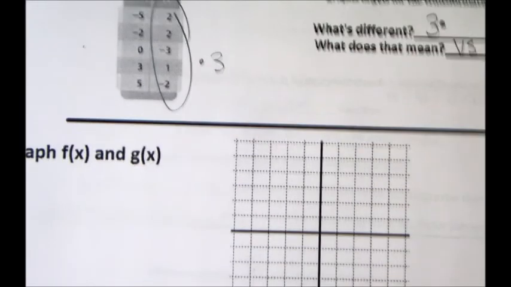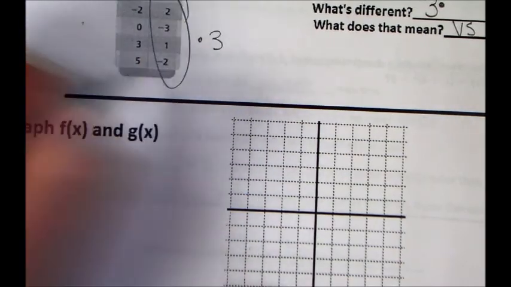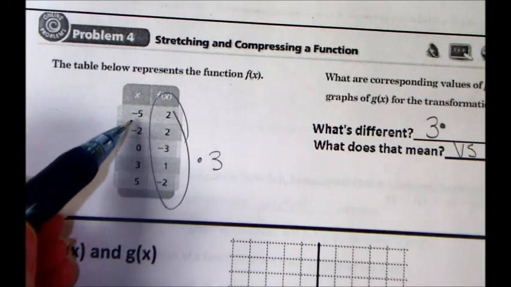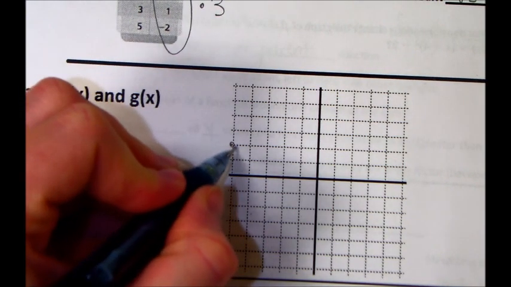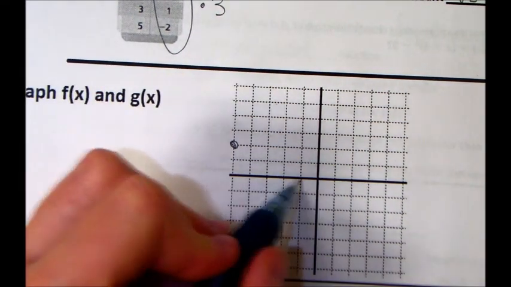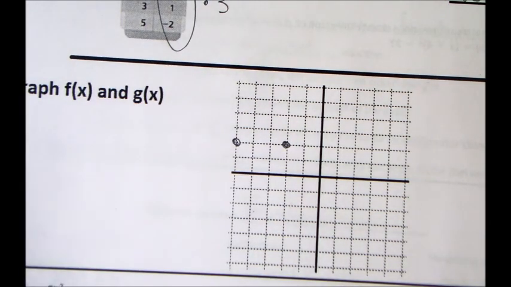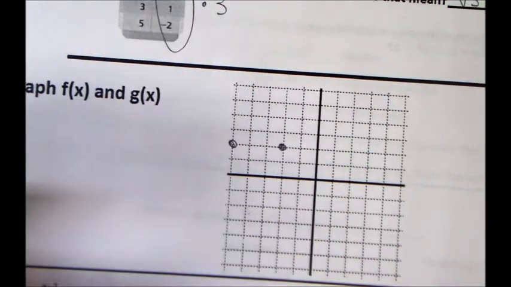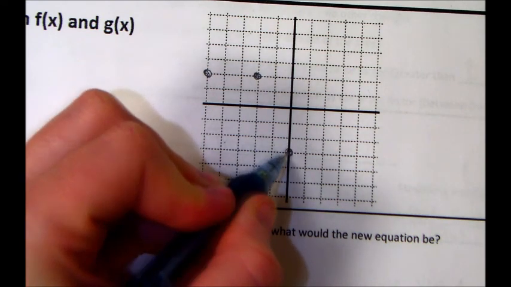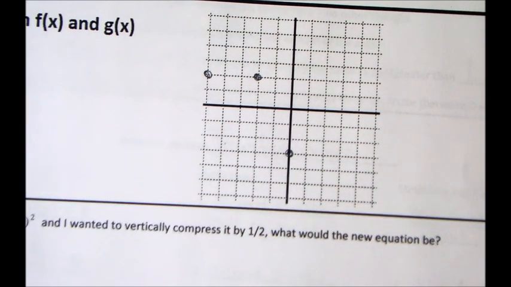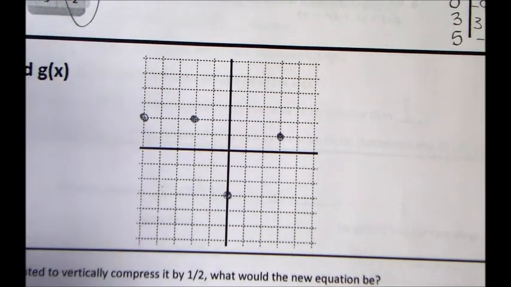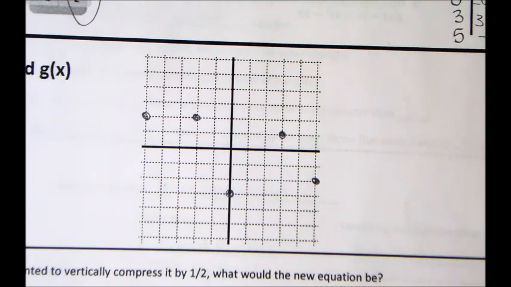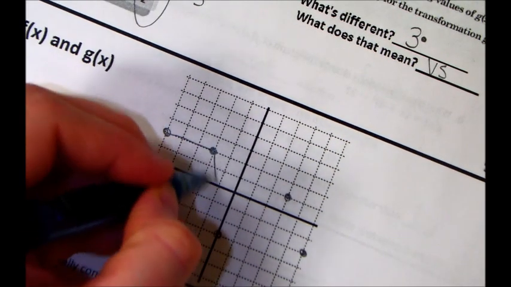Last thing we need to do is it asks us to graph both of those. So let's graph the original f of x. Negative 5, 2 goes 1, 2, 3, 4, 5, 1, 2. Negative 2, 2 goes 1, 2, 1, 2. Let's see, what's next? 0, negative 3 goes down here. I'm just plotting my original dots right now. 3, 1. 5, negative 2 would be right here. So go ahead and plot those if you haven't. Might pause the video if I'm going too fast. Connect them. It looks kind of like a weird check mark.